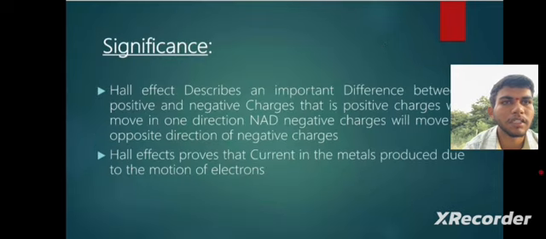Significance. The Hall effect is important for distinguishing between positive and negative charges. Positive charges move in one direction and negative charges move in the opposite direction. In metals, the Hall effect shows that the current is produced due to the motion of electrons.